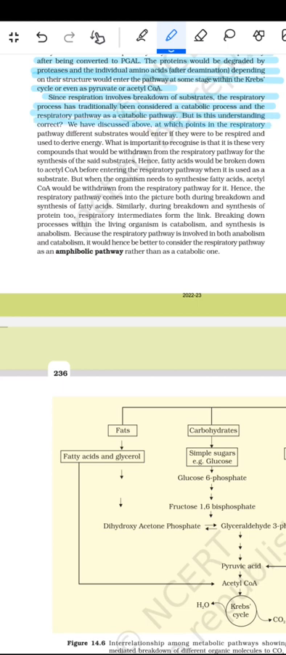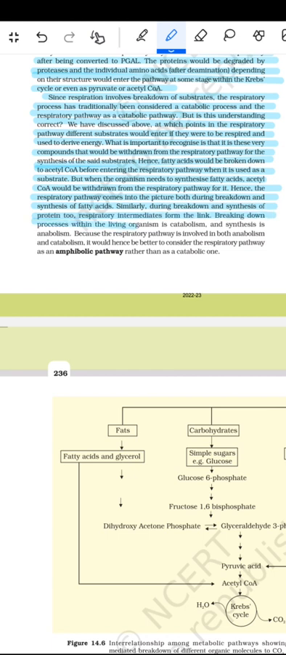We have discussed above at which points in the respiratory pathway different substrate would enter if they were to be respired and used to derive energy. But it is important to recognize that it is these very compounds that would be withdrawn from the respiratory pathway for the synthesis of the said substrate. Hence, fatty acid would be broken down to acetyl CoA before entering the respiratory pathway when it is used as a substrate. But when the organism needs to synthesize fatty acid, acetyl CoA would be drawn from the respiratory pathway for it. Hence, the respiratory pathway comes into the picture both during the breakdown and the synthesis of the fatty acid. Similarly, during the breakdown and the synthesis of the protein too, respiratory intermediates form the link.